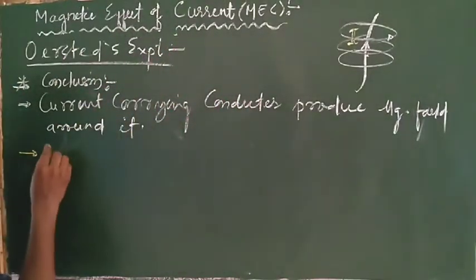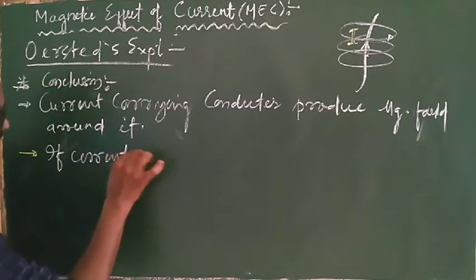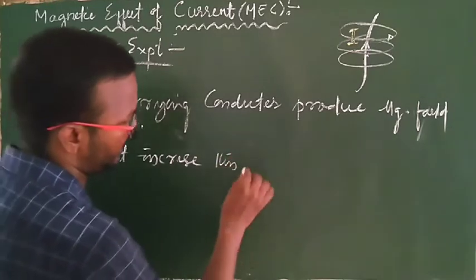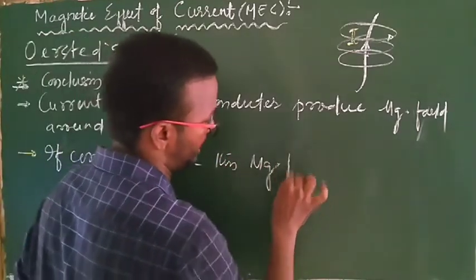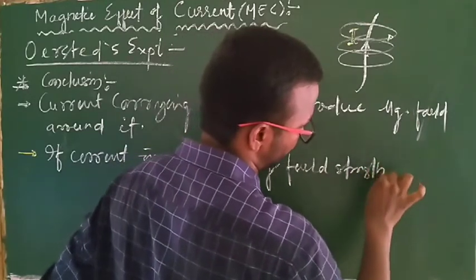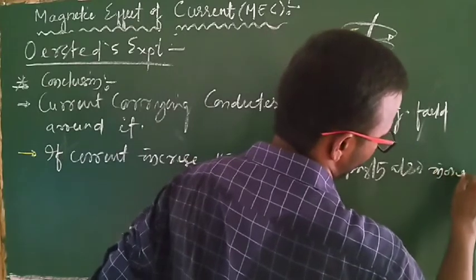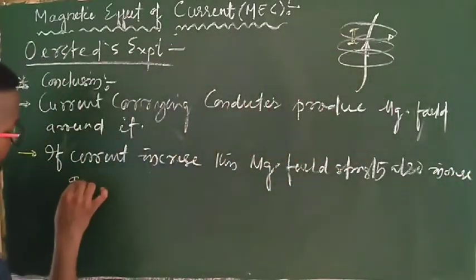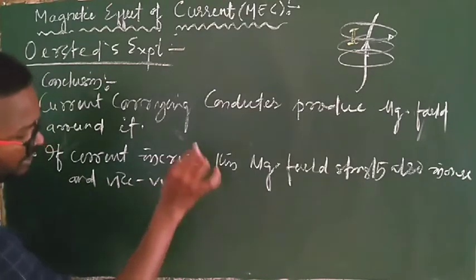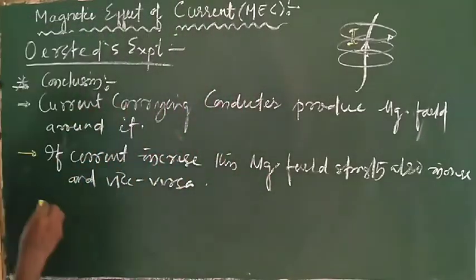That means if current increases, then magnetic field strength also increases, and vice versa. If current decreases, then magnetic field strength also decreases.